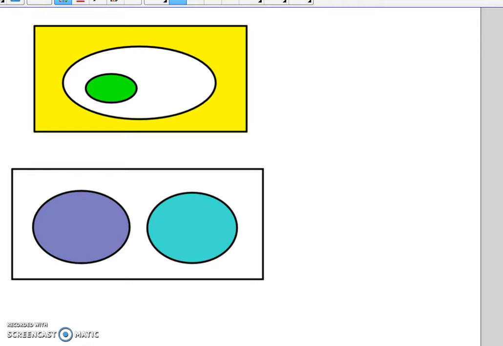Venn diagrams can also look like this. They can actually look lots of different ways. This one I kind of call the egg because this circle is entirely within this circle. So let's keep that this is G period, and I say this is everyone who's wearing a uniform, and this is everyone who's wearing a polo.